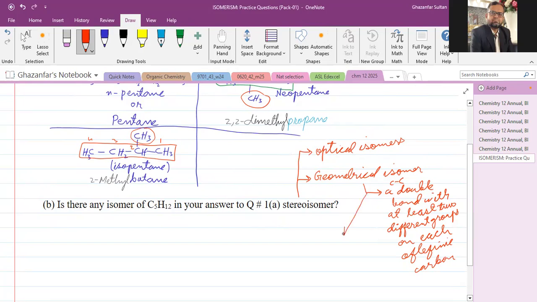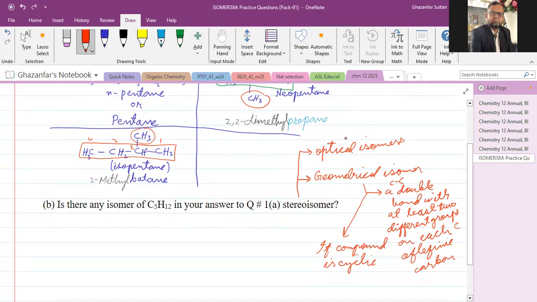Or in another way, geometrical isomers can be possible if the compound is cyclic and has at least two different groups on each of the two adjacent carbon atoms.